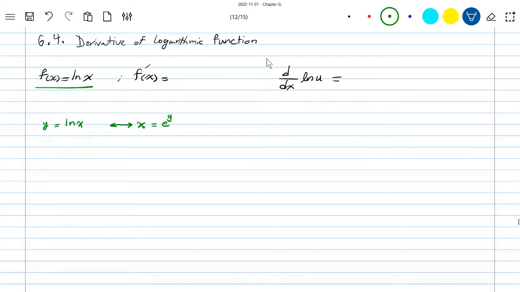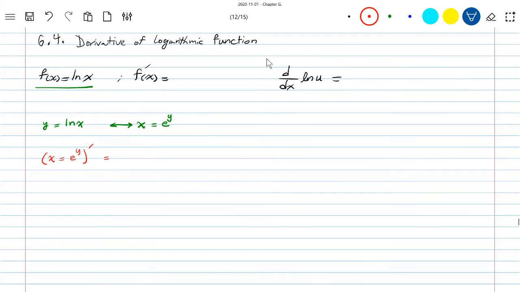So now we can take the derivative of this function, this equation. Therefore, we can create a relation between these two through the derivative, and we hopefully can find the derivative of the ln x function later. So let's first find out what is the derivative of this equation. I'll say x equals e to the y, and we take the derivative of that.